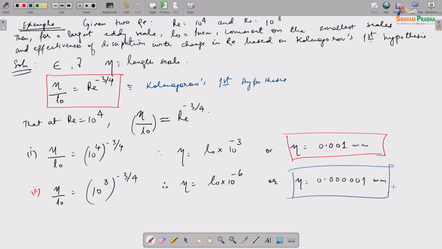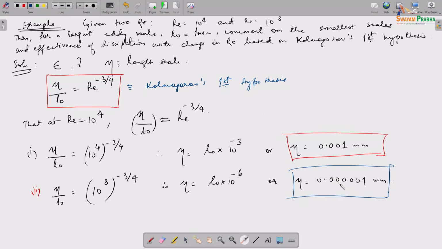Okay, so essentially what we're saying is that the Kolmogorov length scale changes from 10 to the power minus 3 to 10 to the power minus 6 if we change the Reynolds number from 10 to the power 4 to 10 to the power 8. That's what we see, right? So there is an increase in Re here. Let's write that down.